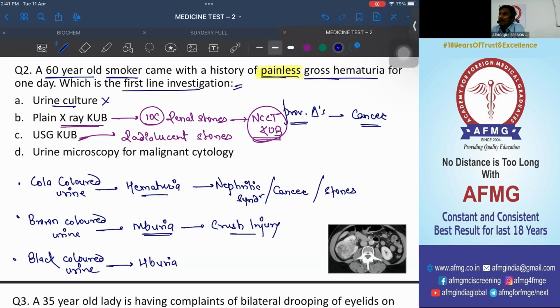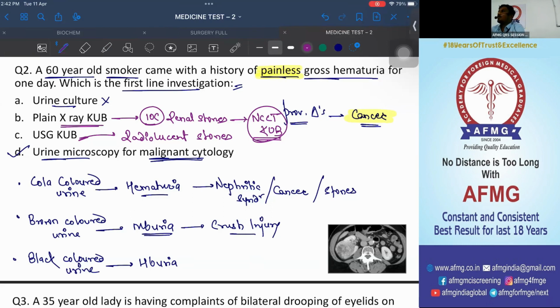They will be found on microscopy, but which bacteria it is will be known by culture. So both are sent definitely. But if they ask you to choose one, definitely as we are suspecting a cancer, our answer over here should be a urine microscopy for malignant cytology. Okay, that's an important one. No issues with this, anybody?